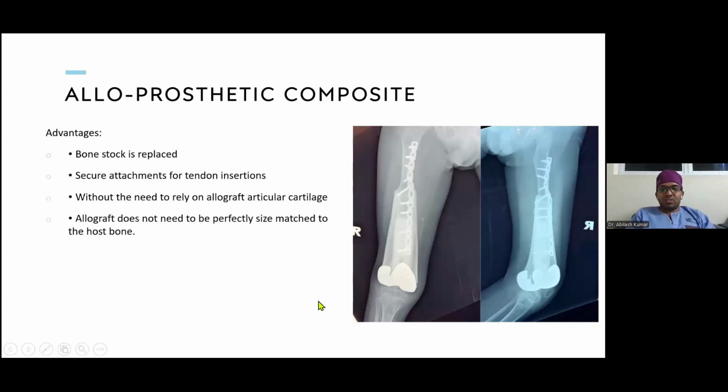So when we merge the usage of biologics and endoprosthesis, we come up with the alloprosthetic composite. Here you can see there's an example where there's an intra-articular resection of the distal femur at this level. So the metadiaphyseal region was reconstructed with the help of an allograft. However, for the articular surface here, we opted to use a prosthetic joint. Why? Because sometimes osteoarticular allografts tend to degenerate very fast. They're not as strong, and the patient usually ends up with instability of the knee joint. So hence, this is another way to overcome those problems.